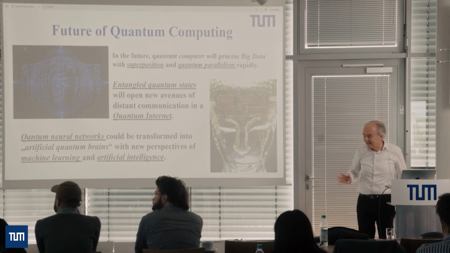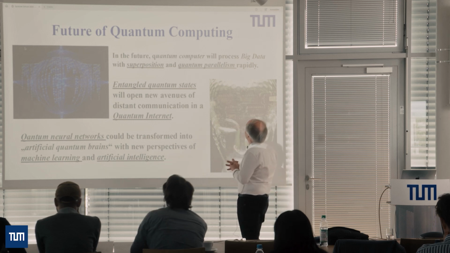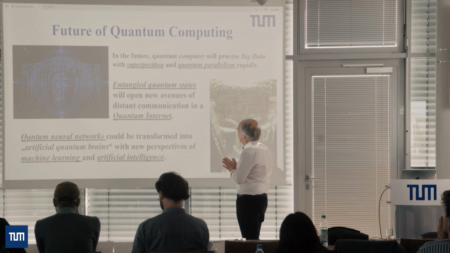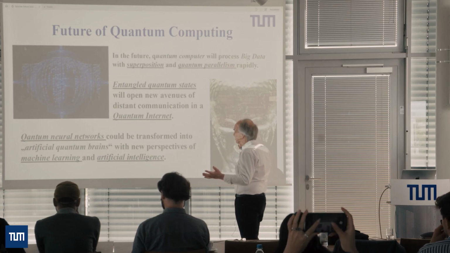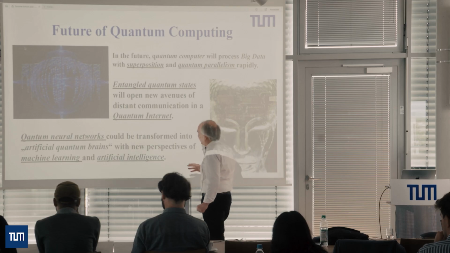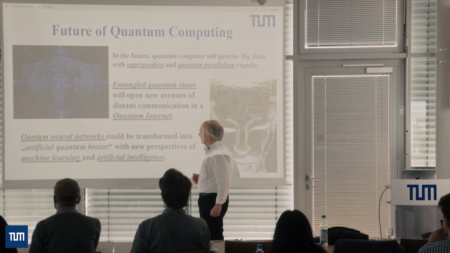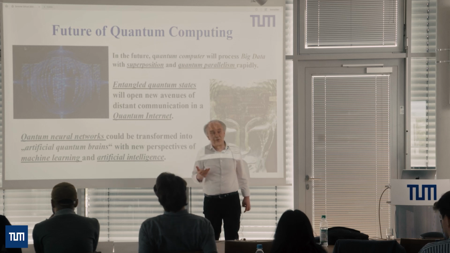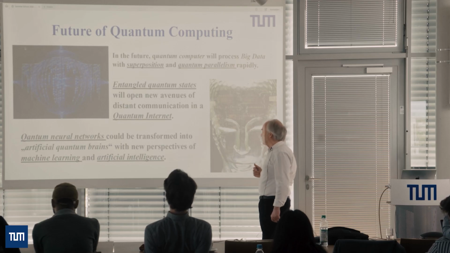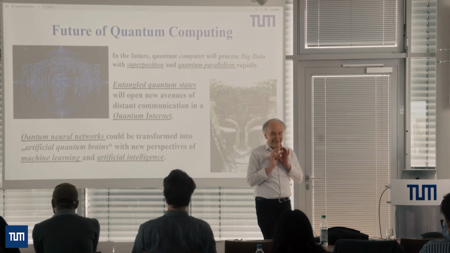So in the end, that's my last slide, in the future, quantum computers will process big data with superposition and quantum parallelism rapidly, and entangled quantum states, my last point, will open new avenues of distant communication in the quantum internet. And tomorrow, at least in the last part of my talk, I will explain how quantum neural networks in modern machine learning could be transformed into even something like artificial quantum brains, with perspectives of machine learning and artificial intelligence. But my last sentence is the following.